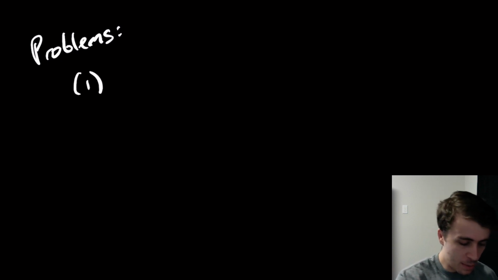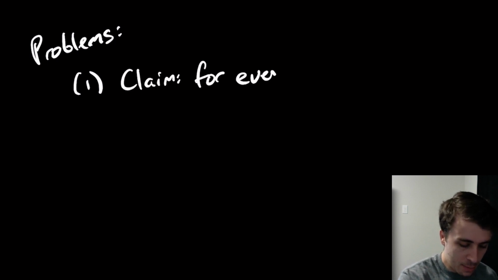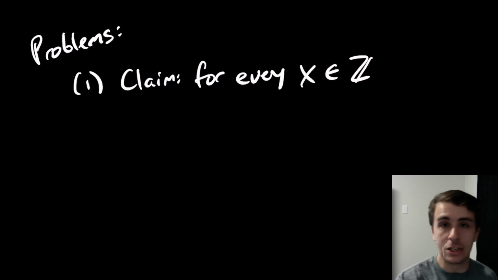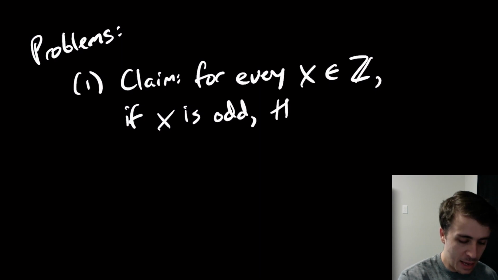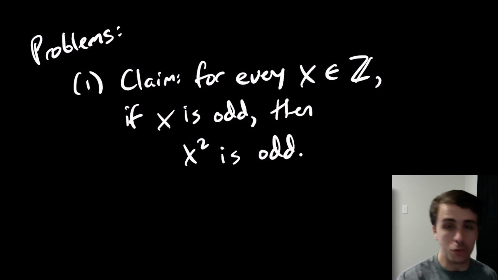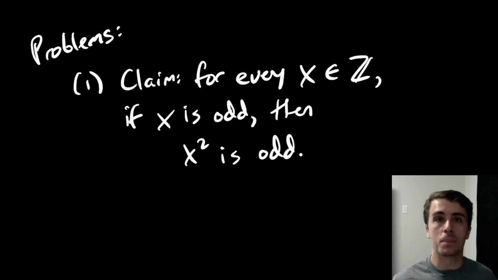So one of them is this claim. For every number x that is an integer, so it has to be an integer here, if x is odd, then x squared is odd. So if you have an odd number and you multiply it by itself, then you will get another odd number.